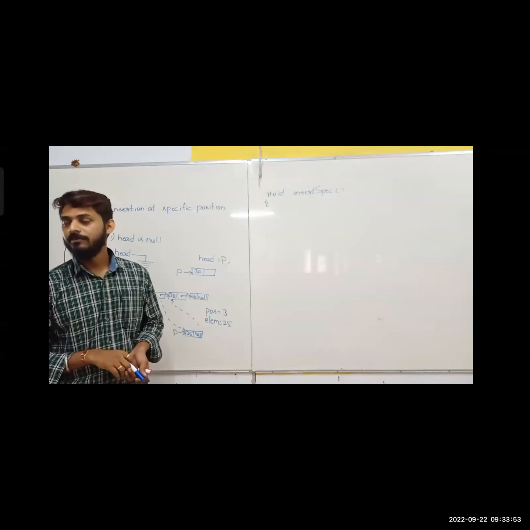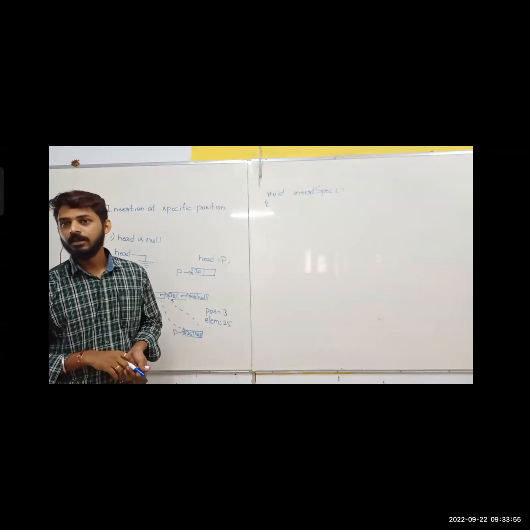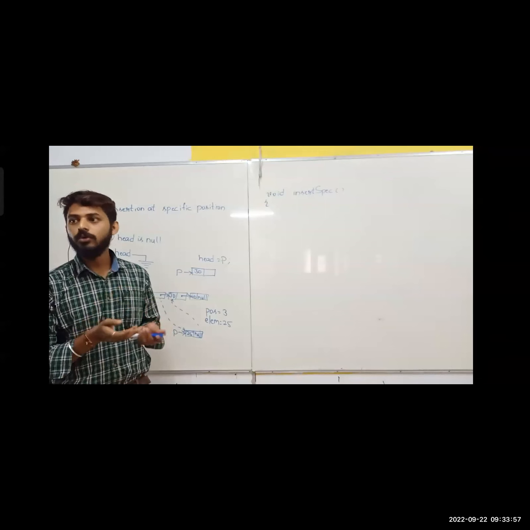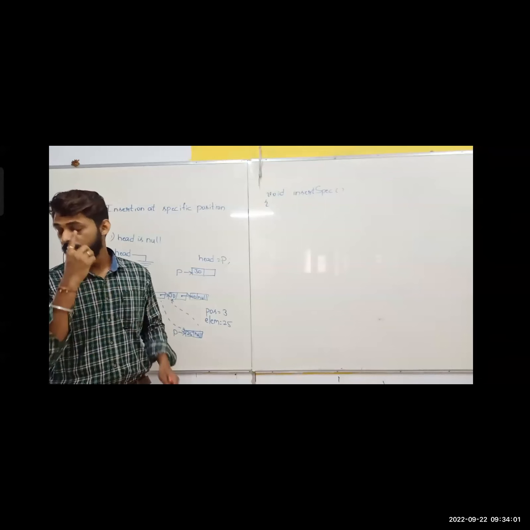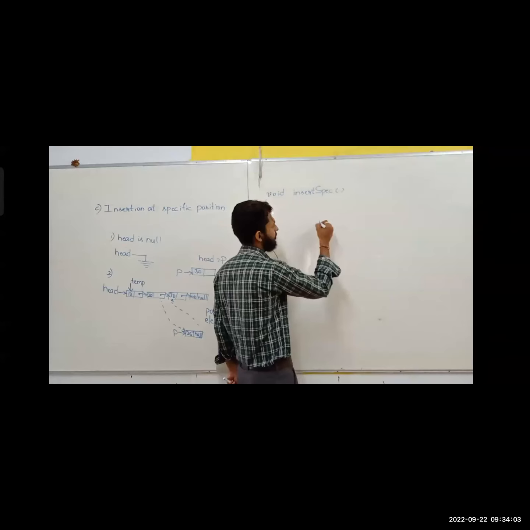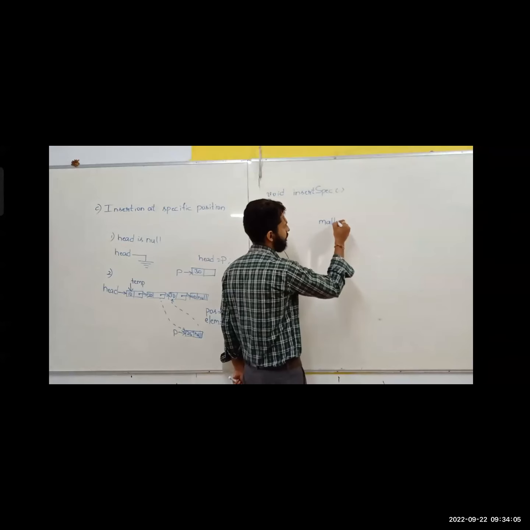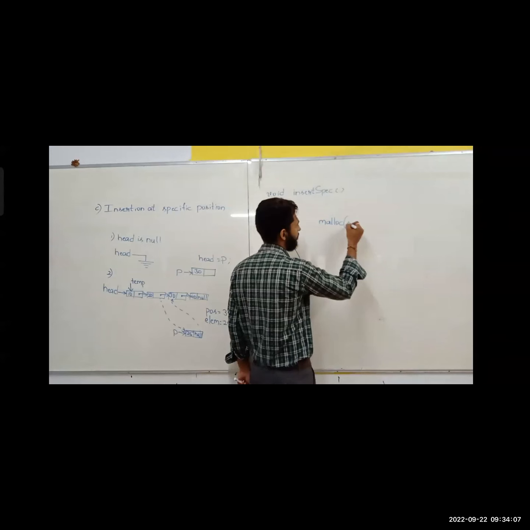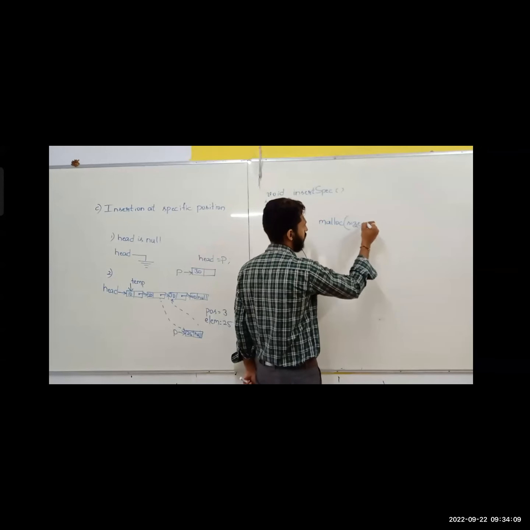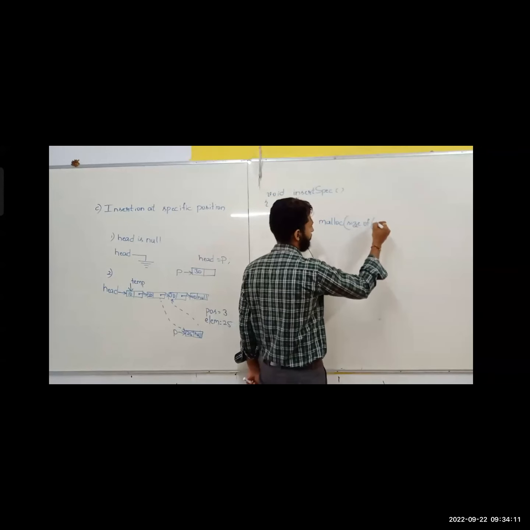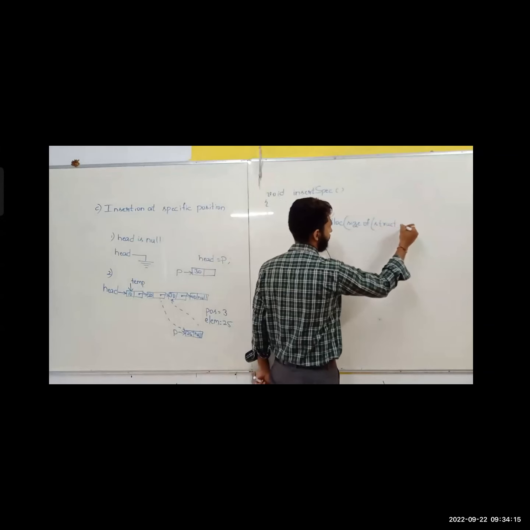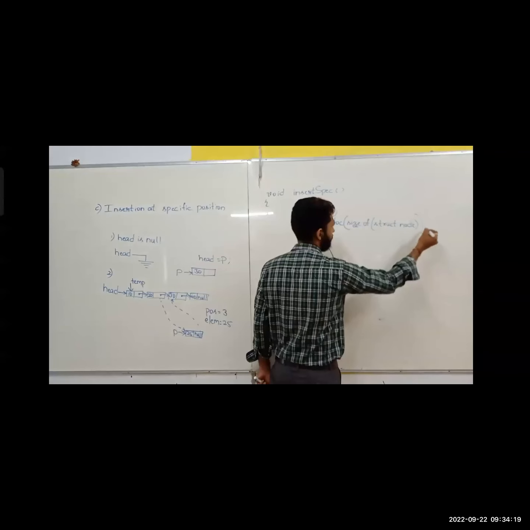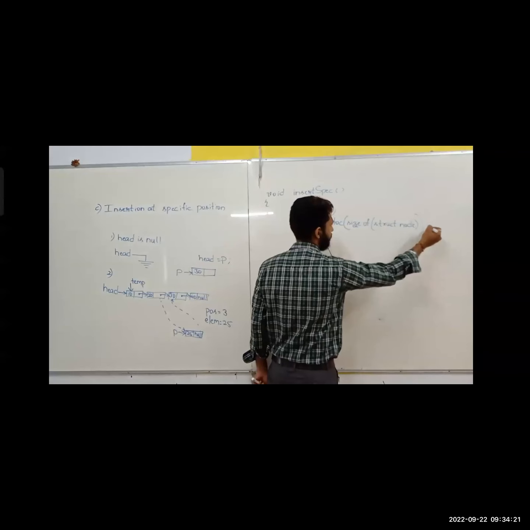First, what I should do? Create one node first. How can I create a node? Using malloc. Simple thing. Here, I will say malloc of size of struct node. Yes. Next, what I should do?